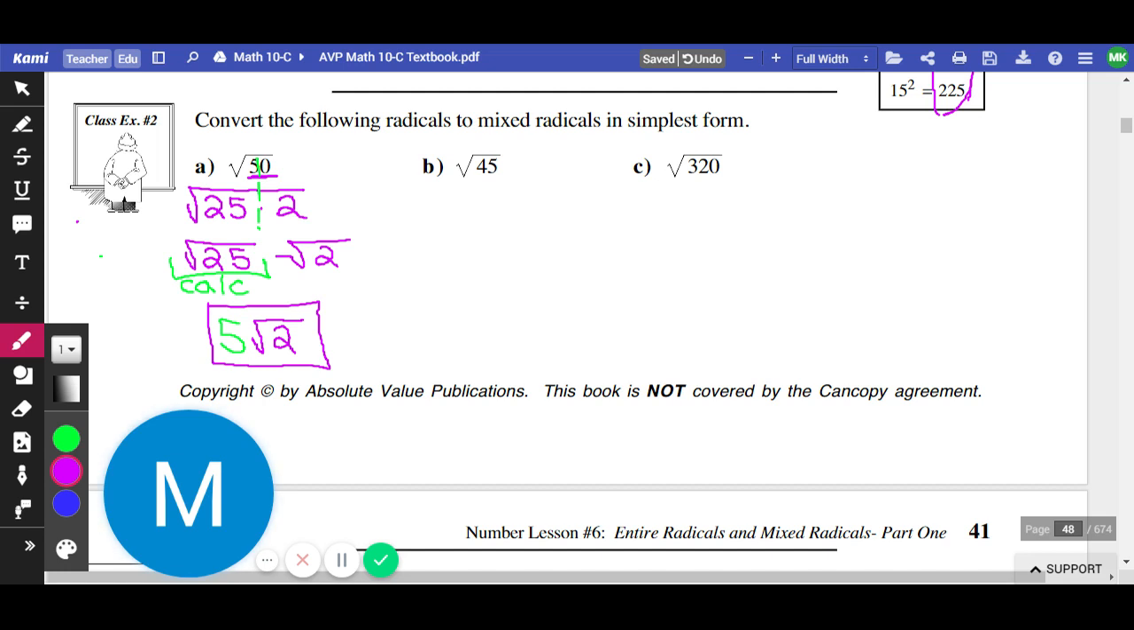This process is called simplifying. So you might see it say convert to a mixed radical. You might also just see it say simplify.